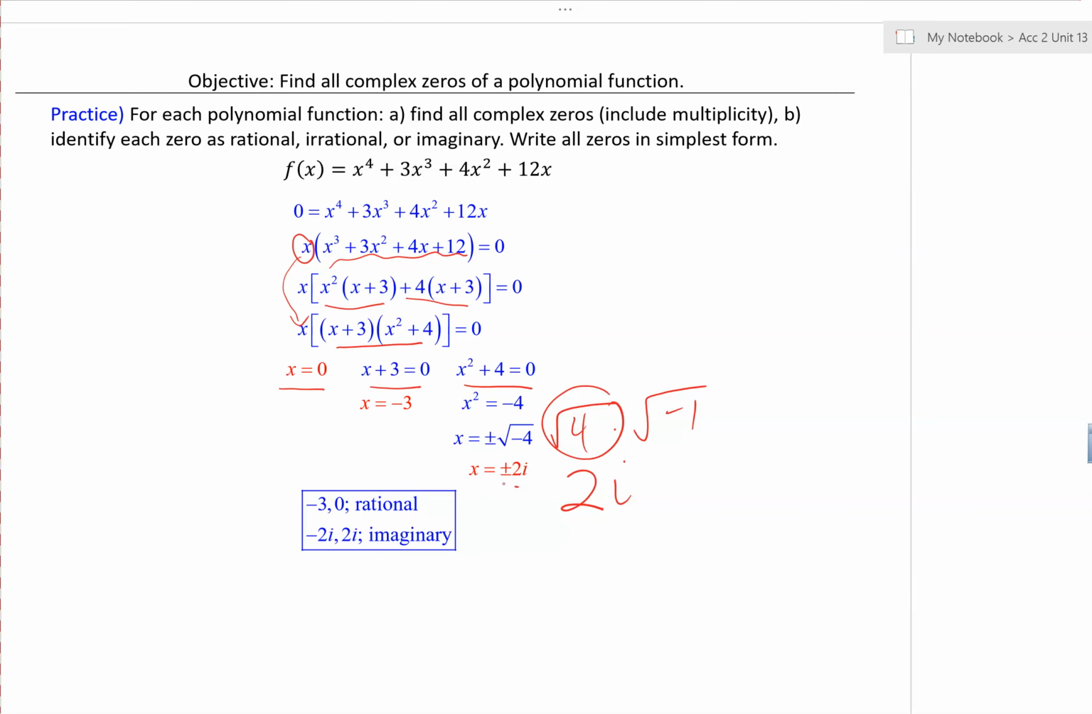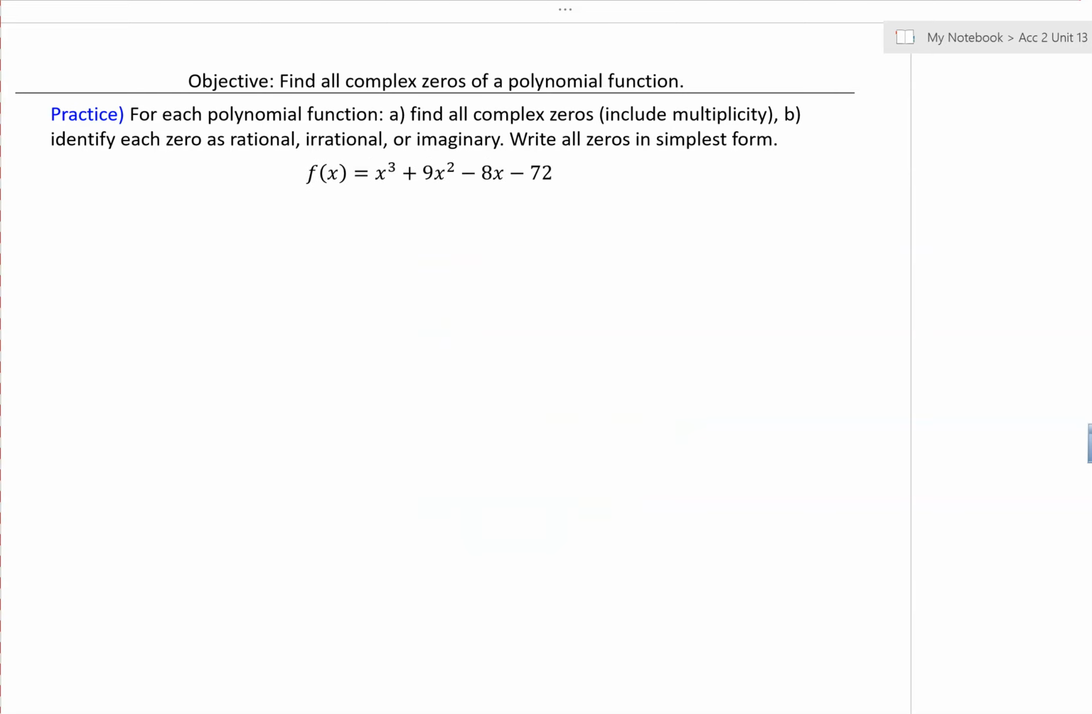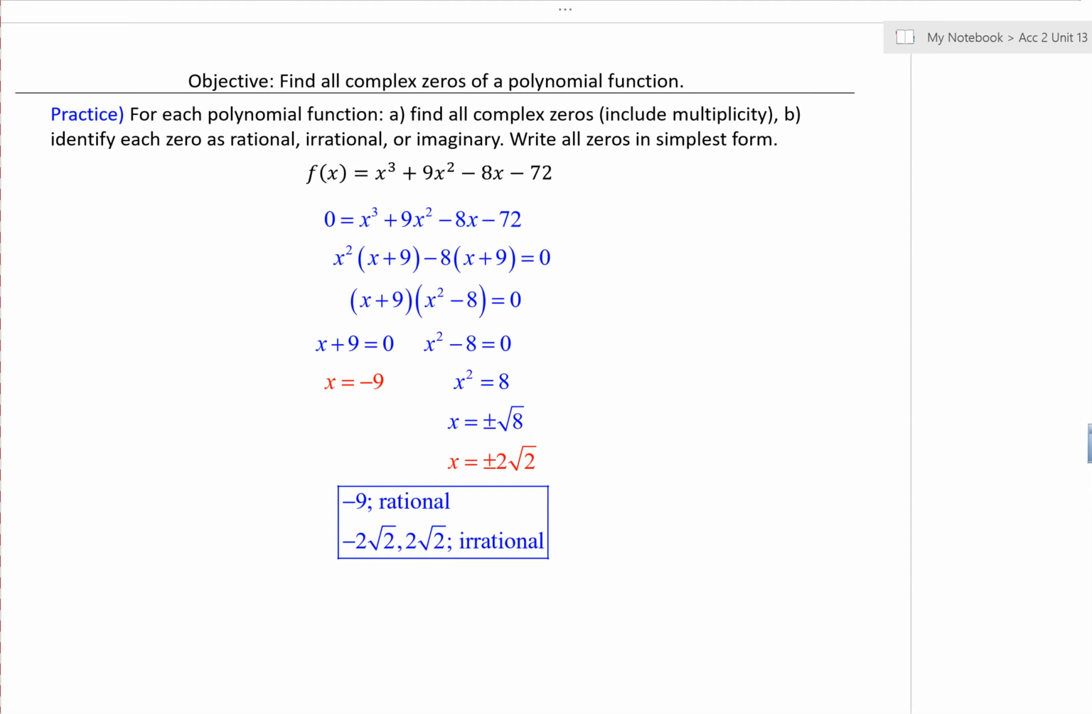All right. Another practice problem, if you would like. Pause here. Let's take a look at the answer. So this one is a factoring by grouping. This time there's no GCF of the entire polynomial, so we can just jump right into factoring by grouping with our 2 pairs. And then working our way down, we have -9, which is rational, and then 2 irrational solutions for a total of 3, which we should get 3 because we have an x cubed.